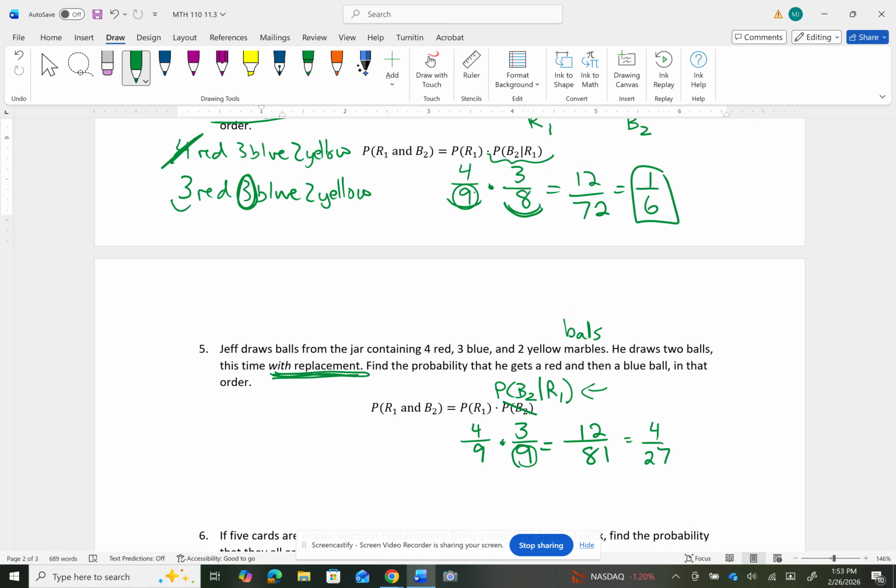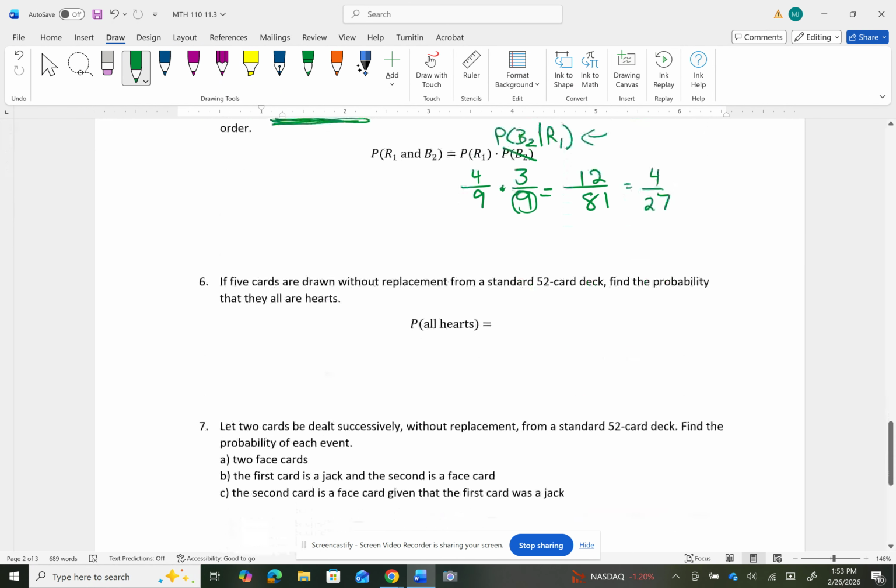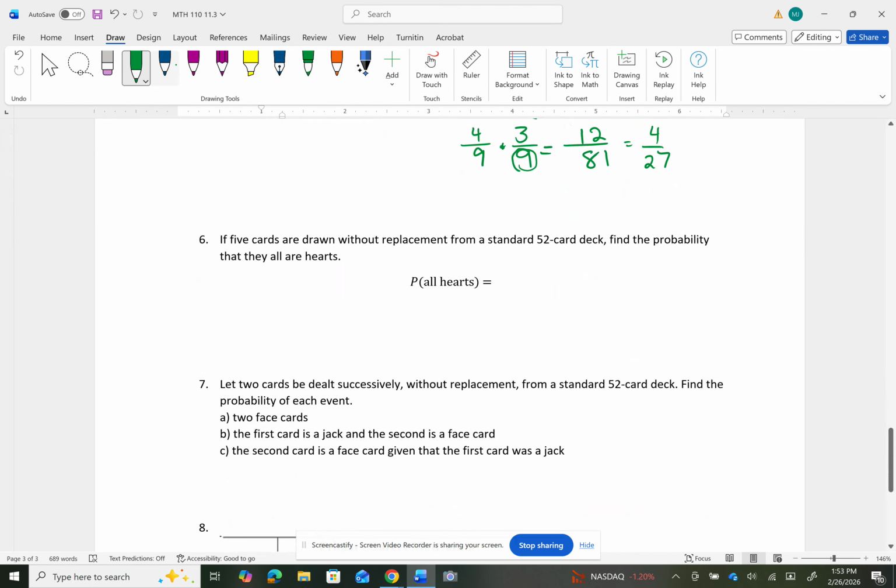All right, let's try this one. If 5 cards are drawn without replacement, I would recommend you look for that and underline it so that you pay attention to it when you're doing your work. We want, what's the probability that they're all going to be hearts? And we're drawing 5 cards, so I'm thinking about it like this. It's really an and question. It's what's the probability of getting hearts on your first draw and hearts on your second draw and hearts on your third. It's really an and.